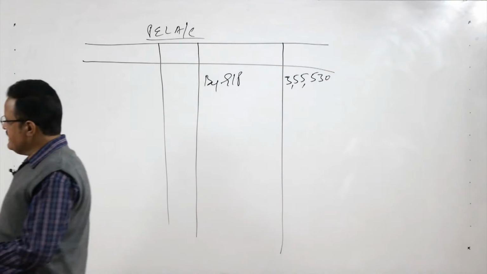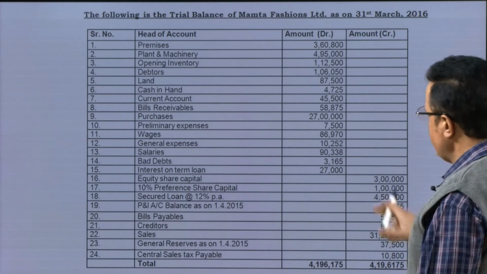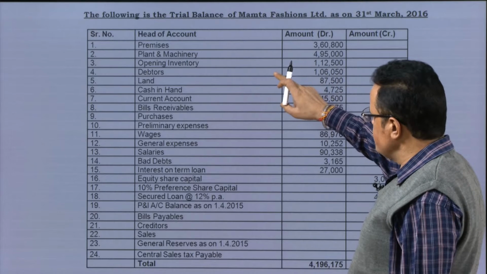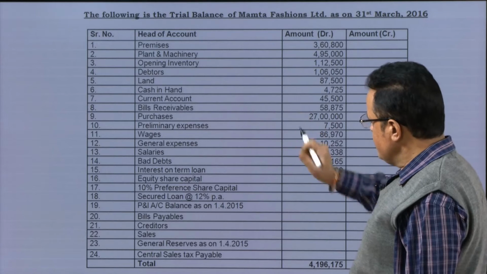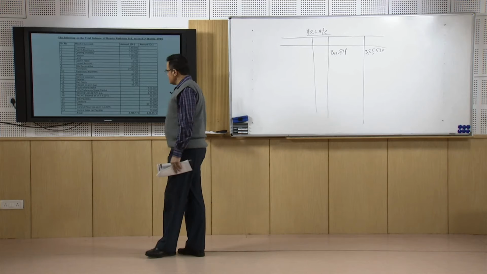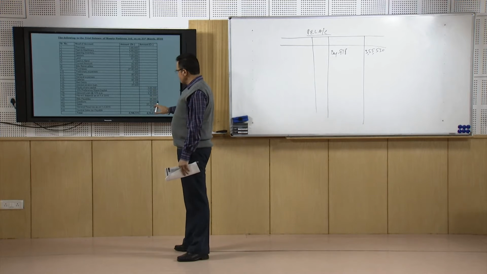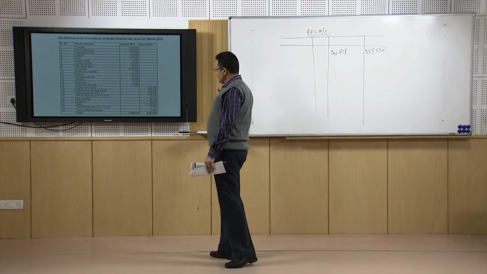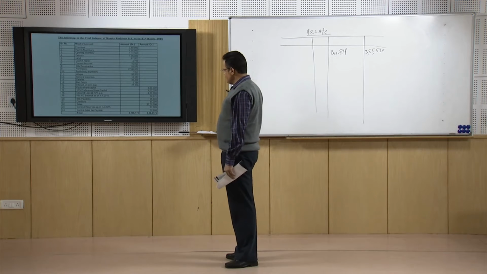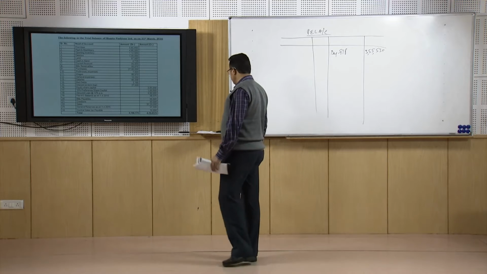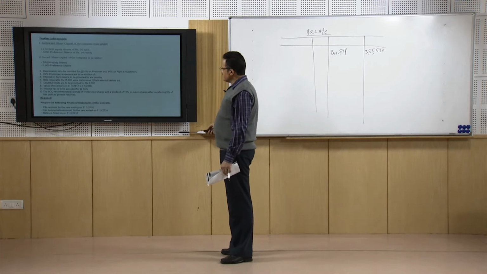And then let us look for any other item. If there is any other income, indirect income, just search for it. Premises, no. Plant and machinery, no. Opening inventory, no. Debtors, no. Land, no. Cash in hand, no. Current account, no. Bills receivable, no. Purchase, preliminary expenses, wages, general expenses, salaries, bad debts, interest on loan, nothing. These are all debit items. On the income side, we have share capital, secured loans, profit and loss balance, no, nothing is there. Then creditors, sales, general reserves, and central sales tax payable. So it means there is no other income which we can call indirect income.